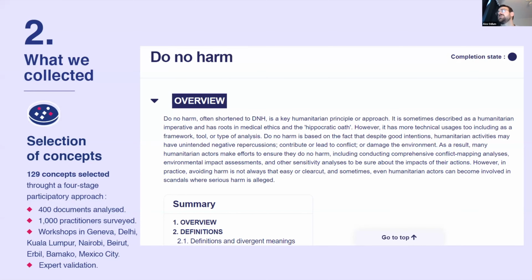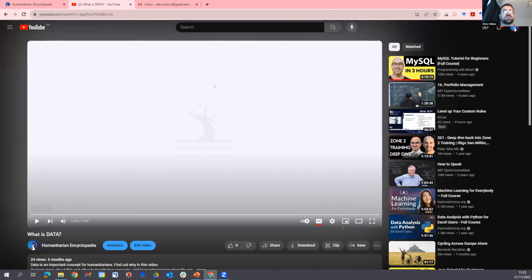It's for a different concept, it's for data. But I think this gives a real nice sense of where we would like to go in terms of the output of the knowledge.